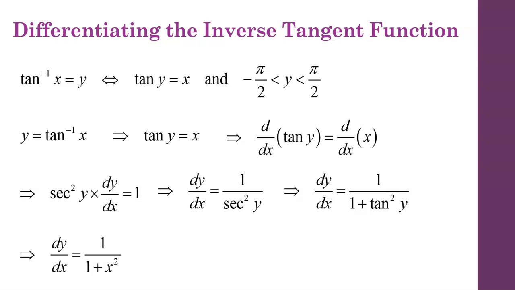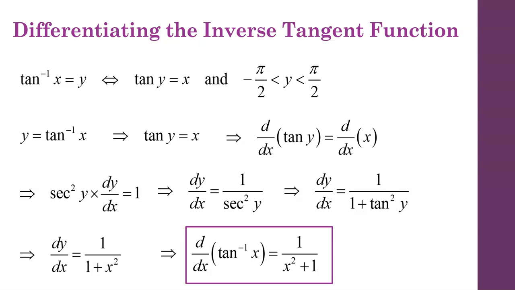Right? And that gives us the formula for the derivative of tangent inverse. The derivative of tangent inverse of x is 1 over x squared plus 1. Right? And that's going to be our formula. And we finally wrap this up by looking at an example.